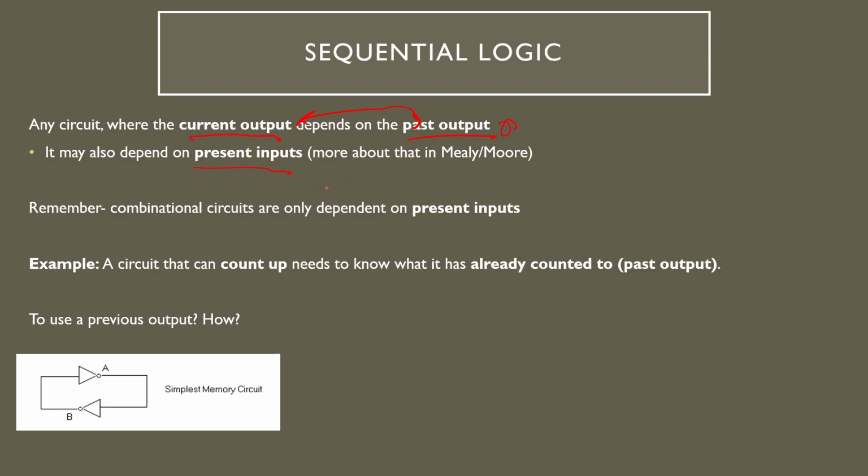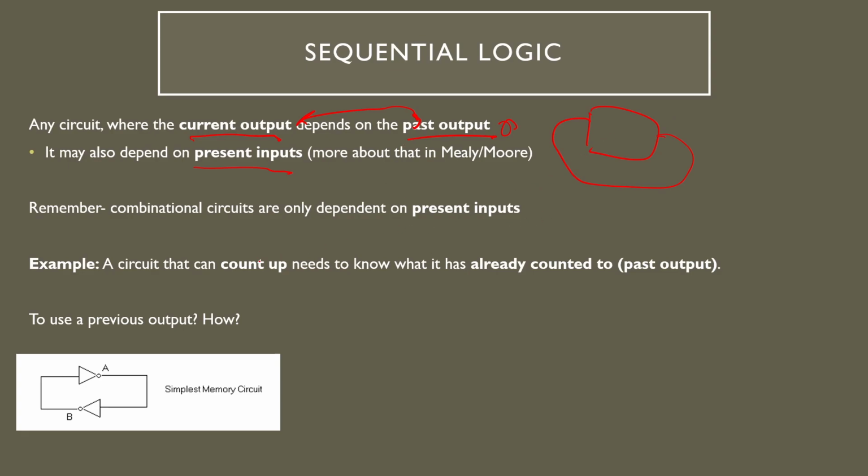A reminder that combinational circuits are only dependent on present inputs. They are not dependent on any past outputs. So this means that in a sequential circuit, the output itself is linked back as an input, because then it has to influence the new output, which will then influence the new input.